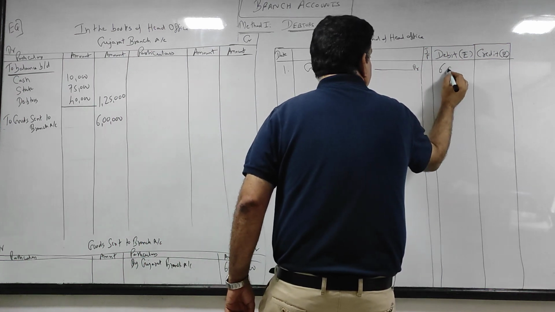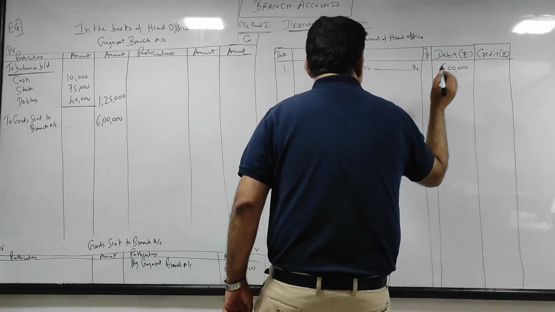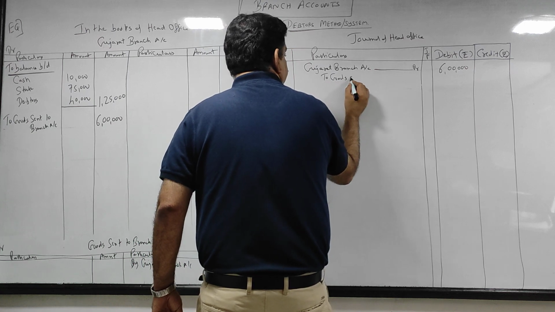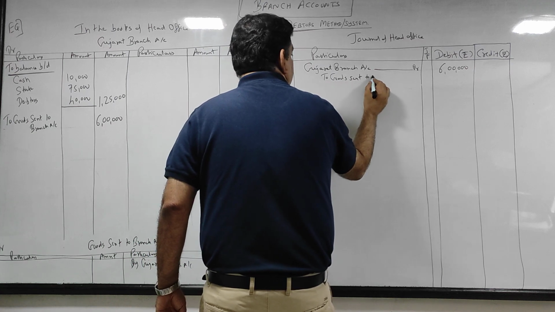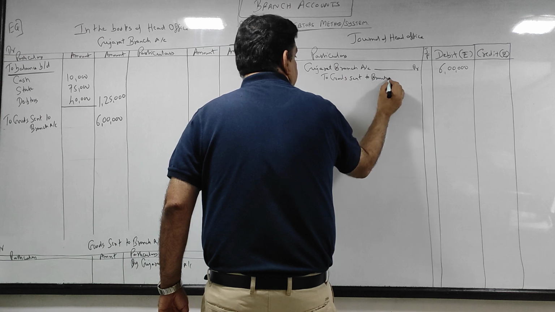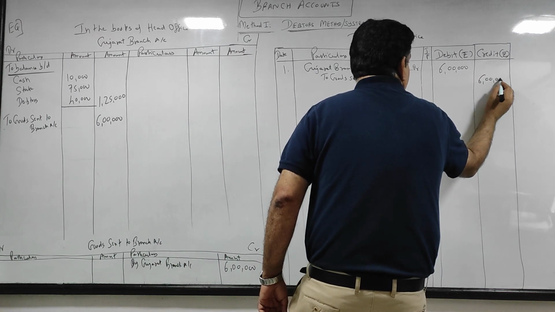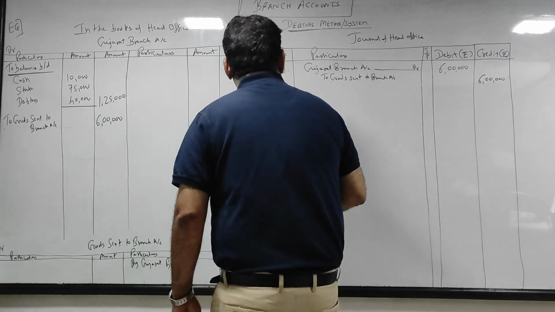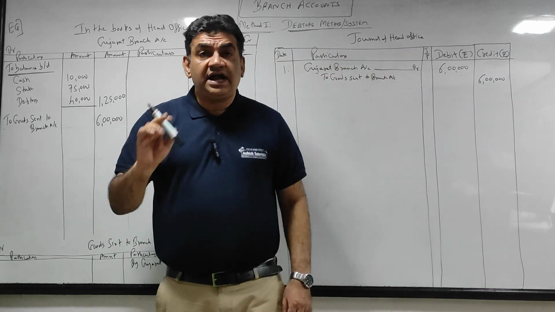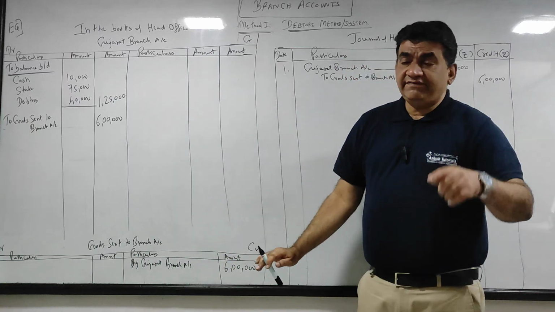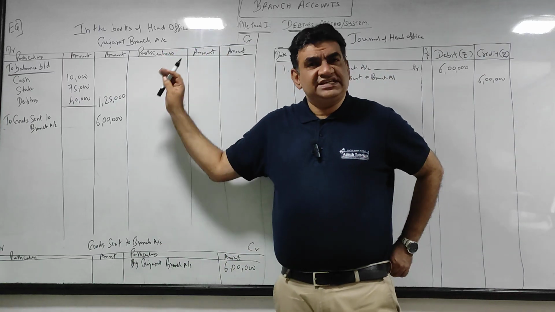Gujarat branch account debit 6 lakhs. To goods sent to branch account 6 lakhs. Don't write goods sent to Gujarat branch because this is one standard account. कहां से आ रहा है एंट्री? लेजर में से ही आ रहा है. Why we debited? Because branch is the receiver.